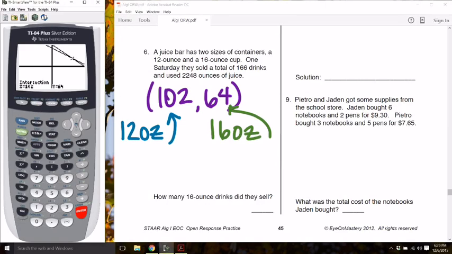So we're saying that for this to work for these 2 equations, we had to sell 102 12-ounce cups and 64 16-ounce cups. Well, for this problem, they just wanted to know how many 16-ounce cups we sold, and that was 64. Okay, so you can use your calculator to graph the functions and then find their intersection. That is the solution to the system.